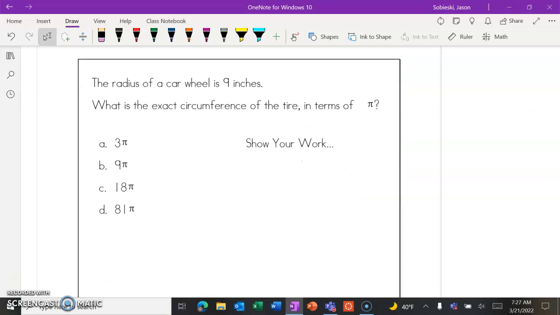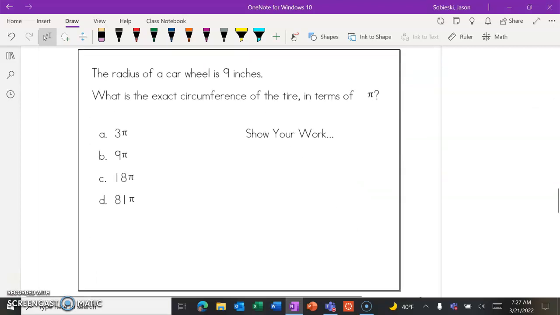Okay. We know the radius of a car wheel is 9 inches. We want to find the circumference of this wheel, I'm sorry, in terms of pi. So if it's asking us for circumference, we know our formula must be C equals pi times diameter. If we think about the information that they gave us, they told us radius of 9 inches. Well, that means radius is halfway across the circle. Diameter is the full way across. So we need to multiply this by 2. So diameter is equal to 18.